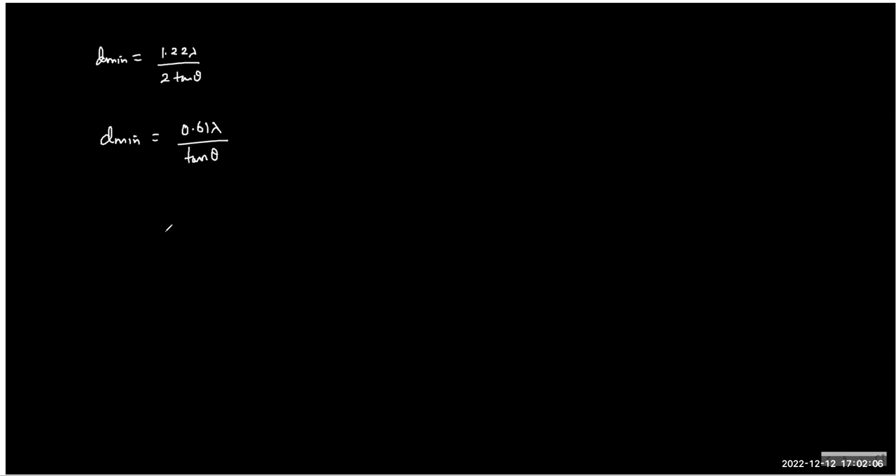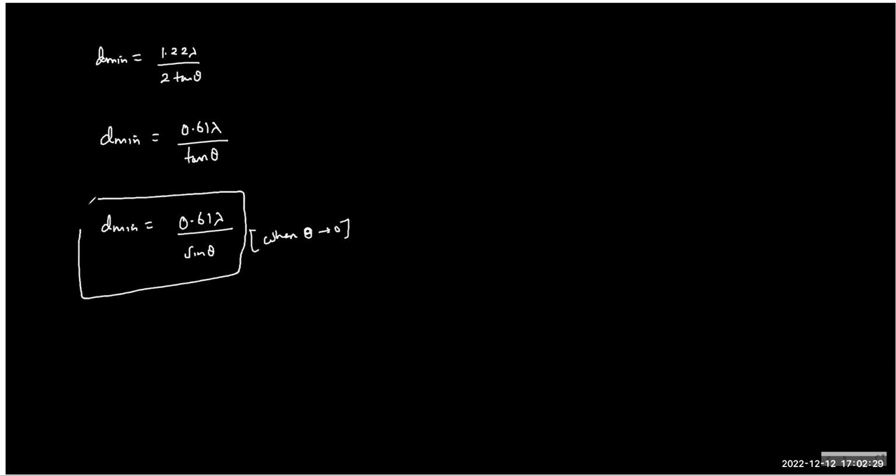And because the size of the aperture is very small, sometimes we can replace this by sine theta also. So we replace this by 0.61 lambda by sine theta, when theta tends to 0. For a small angle, you can write it like this. So this is the formula that you will see as the D minimum formula.